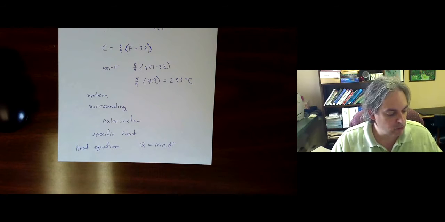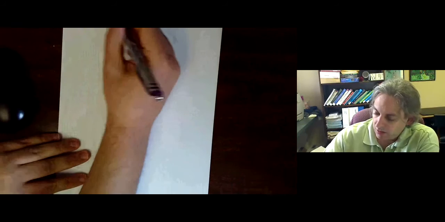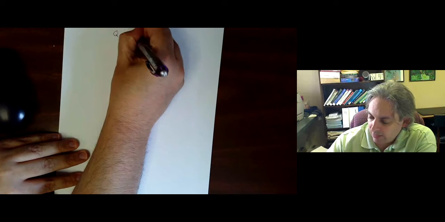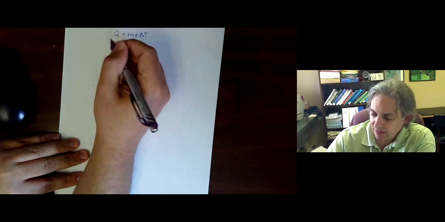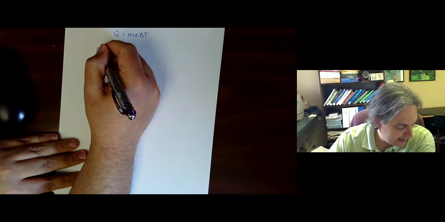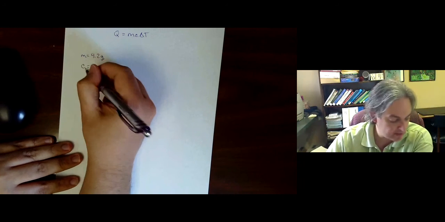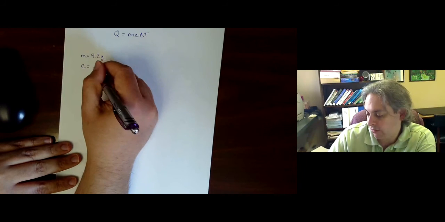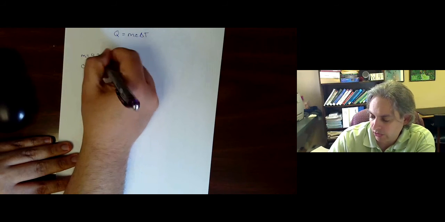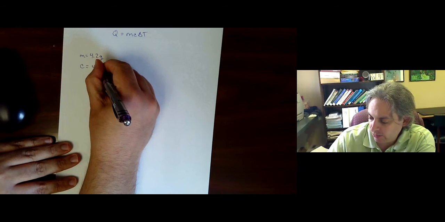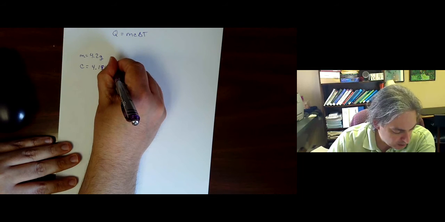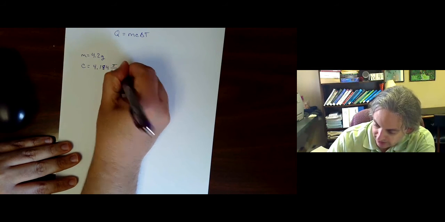Now let's do a problem involving the heat equation, Q equals MC delta T. Let's say we have a substance that has a mass of 4.2 grams. Let's just say we have water, 4.2 grams of water. The specific heat of water is 4.184, and the units for specific heat are joules per gram degree C. And then we are going to have a change in temperature.